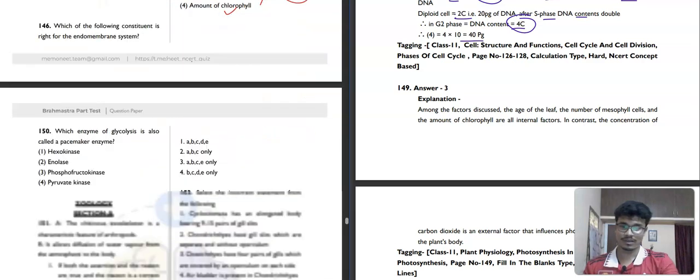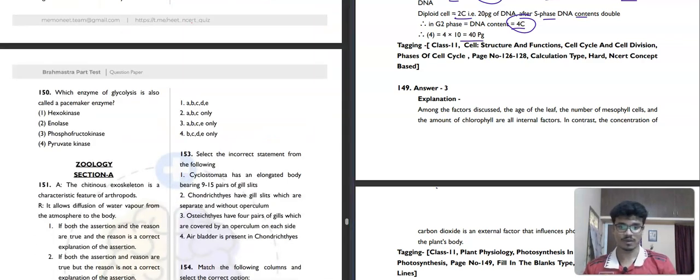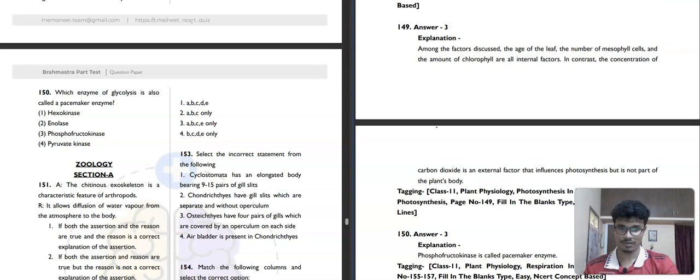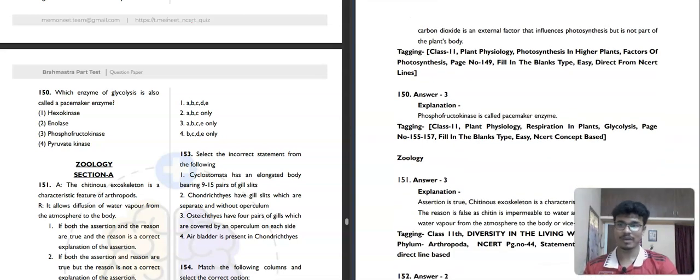Then for botany, the last question, question number 150. Let's see how it goes. Which enzyme of glycolysis is also called a pacemaker enzyme? Hexokinase, enolase, phosphofructokinase, and pyruvate kinase. So phosphofructokinase is known as the pacemaker enzyme. This is not given in NCERT, but this comes as a PYQ in previous year questions. So you must do this.